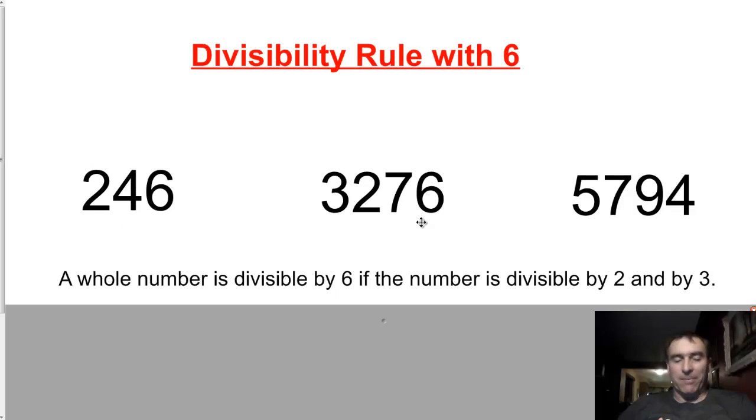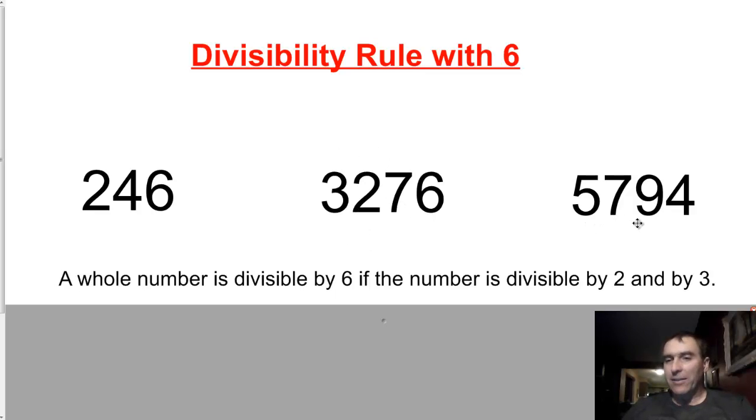What about this one? 3,276. It ends in an even number, so it is divisible by 2. Is it divisible by 3? Add up the digits and find out. 6 and 7 is 13. 13 and 2 is 15. 15 and 3 is 18. Does 3 go into 18? Yes, it does. So this number is divisible by 6.